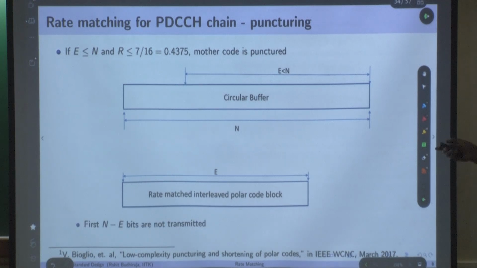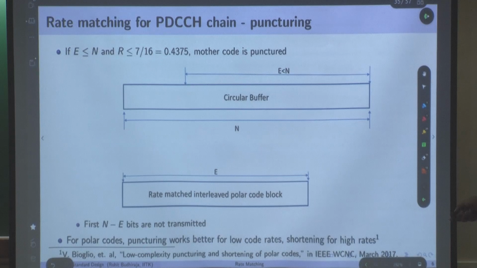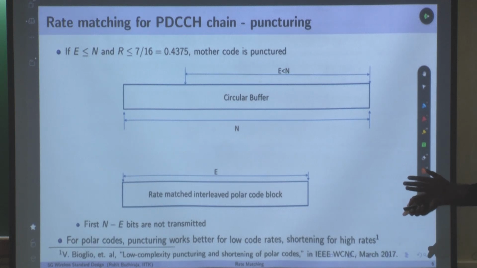And why is it happening? The first n minus E bits are not transmitted. We are not transmitting those bits, not from the end. We are dropping certain bits from the beginning. And what is the reason? For polar codes, puncturing works better for low code rate, so this rate is actually on the lower side. If the rate is higher than this, you call that a higher code rate in this context. If the rate is less than this, you do puncturing, which means you drop a certain number of bits from the beginning. If the rate is higher than that, you do some other operation, which I am going to show you. Is this clear? In the first case, we are dropping these bits from the beginning, not from the end, and this is the condition.